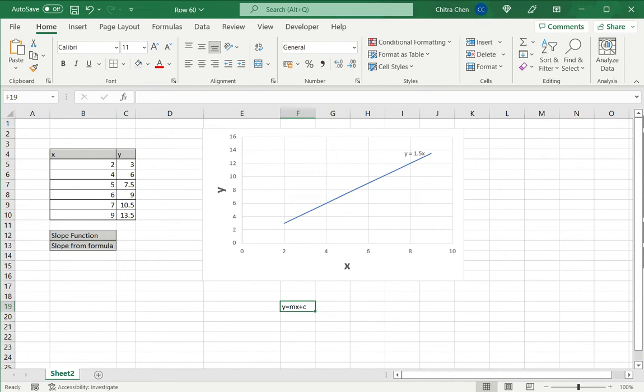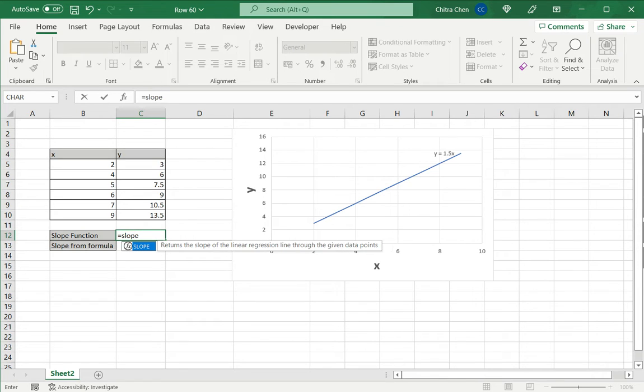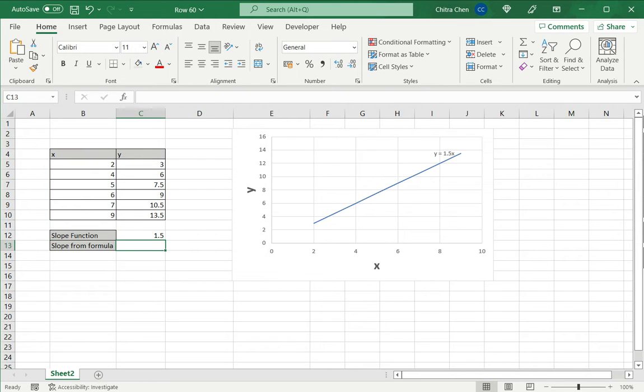Now, the other way to do that is to use the inbuilt slope function in Excel. So I will type it here, slope. I have to give the range of y and then the range of x. And then I get the slope function. So this I can compute directly from the values. I don't need to plot it in a graph.